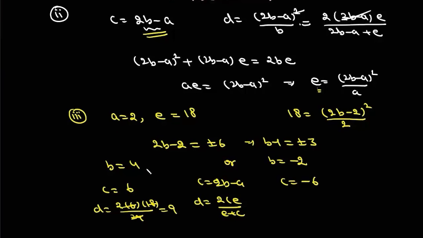So value of B, C and D can be 4, 6, 9. And here it will be this 2, C is minus 6, E is 18, and then E plus C is 12. So it will be minus 18, or it will be minus 2, minus 6 and minus 18. And that is the answer to this question.